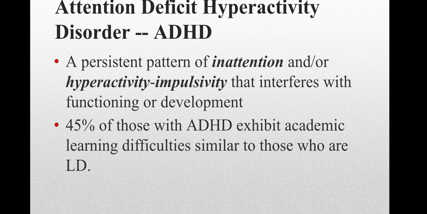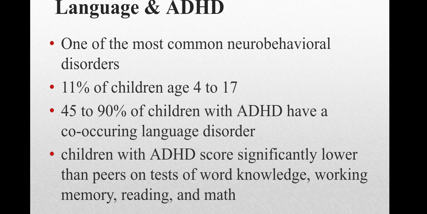And kids with one disorder will often have other disorders. Disorders often cluster together, so you can have both of them at once. ADHD is one of the most common neurobehavioral disorders. About 11% of children aged 4 to 17 are diagnosed with ADHD at some point. Between 45 and 90% of children with ADHD have a co-occurring language disorder. Again, things cluster together. Kids with ADHD are going to score significantly lower than their peers on tests of word knowledge, working memory, reading, and math.